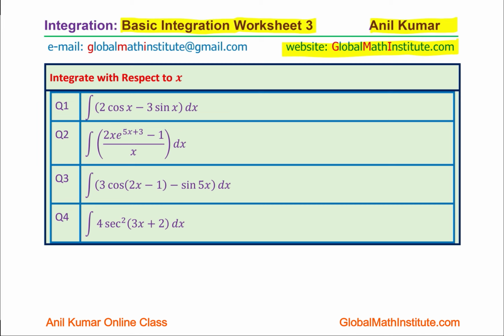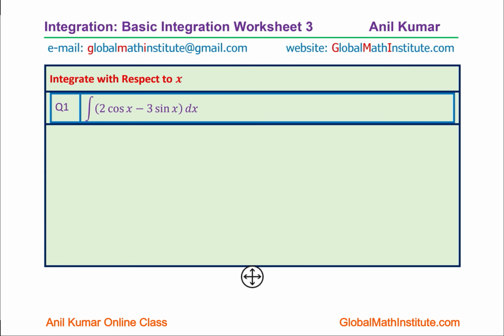Here are our solutions. Question number 1. So we need to integrate 2 cos x minus 3 sin x with reference to x. So let me rewrite this expression, which is 2 cos x minus 3 sin x with respect to x, right? So dx tells you with respect to what variable. Variable clearly is x, and that's the sign of integration, right? Now, what is the integral of cos x? Well, integral of cos x is sin x.